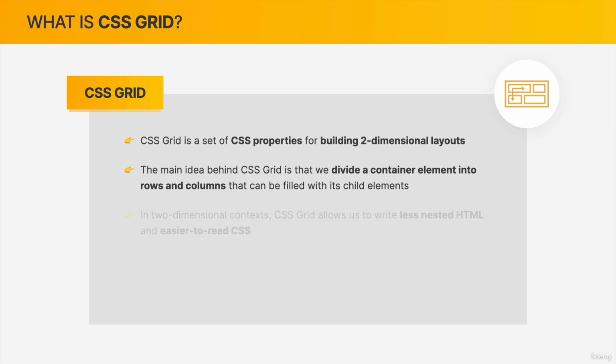So we use CSS Grid in 2-dimensional contexts, where it allows us to write a lot less nested HTML and also easier to read CSS. And you will start appreciating these characteristics of CSS Grid once you actually start using it and maybe comparing it to things like Flexbox or even float layouts. So CSS Grid completely changes the way that we envision and build two-dimensional layouts with CSS.